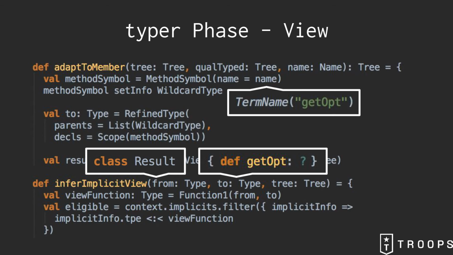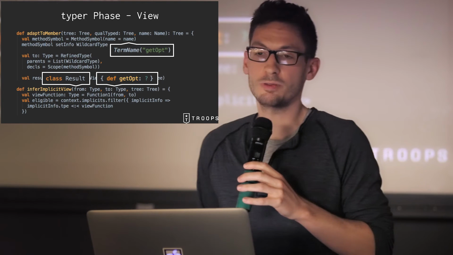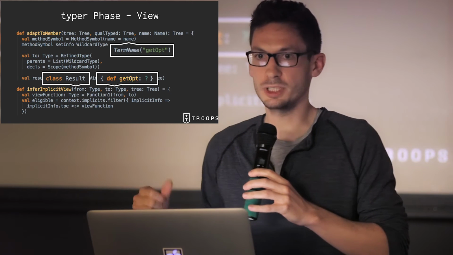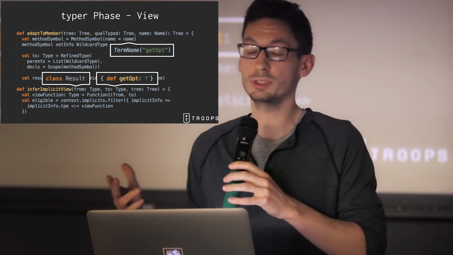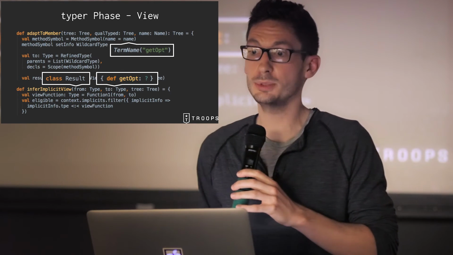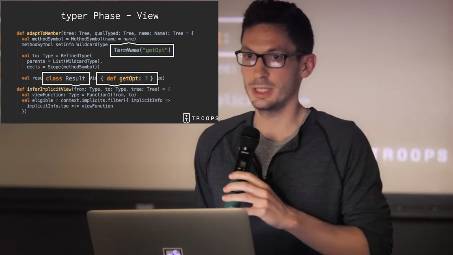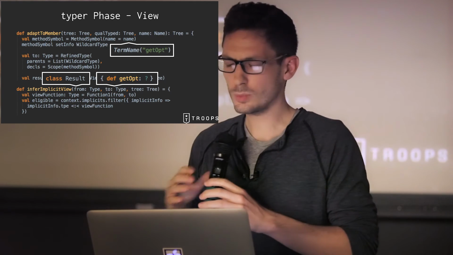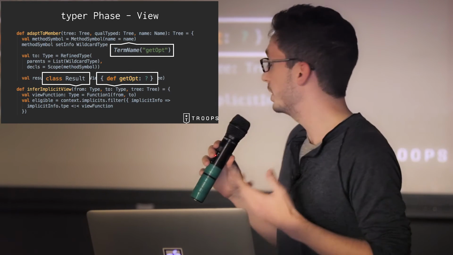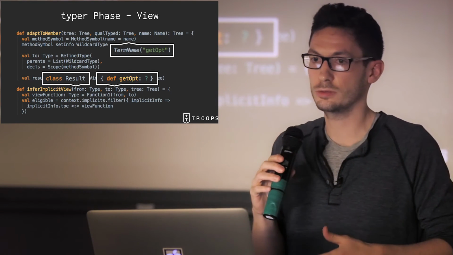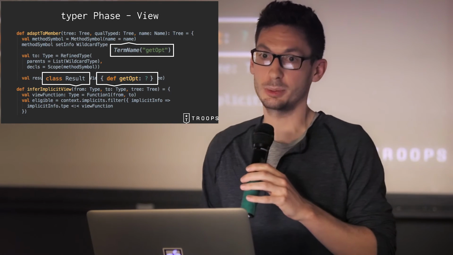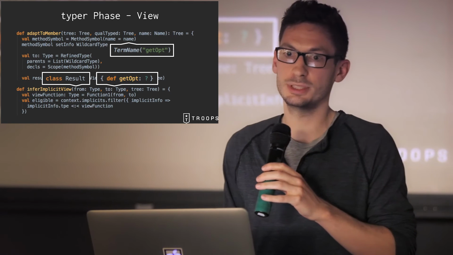If you look on the lower right-hand side, we have this def getOpt. This is a refined type. It's not a class. It is a subtype of any other type. It's a supertype of any other type. It's equivalent to any other type. The only refinement we have on this type is that it has a method called getOpt, and we don't care what the return type is. That's what we want to get. What we have is the from type. It's a class result. So what we're going to do is create a view function. It's going to be a Function1 from the from type, class result, to the to type. The to type is any type that has a method called getOpt.